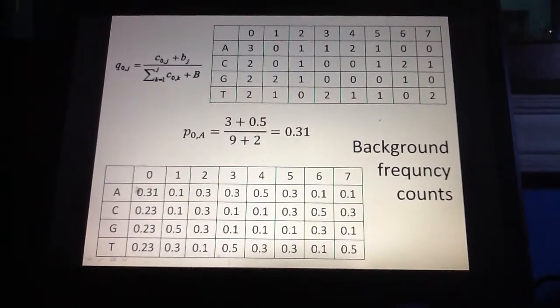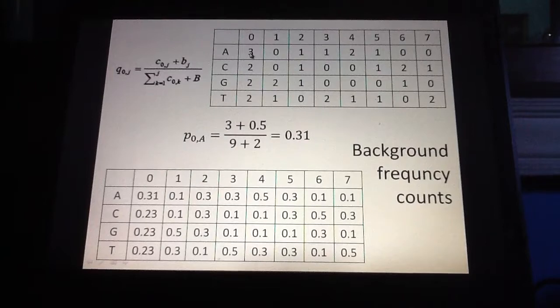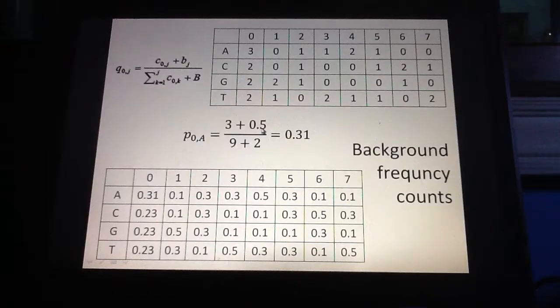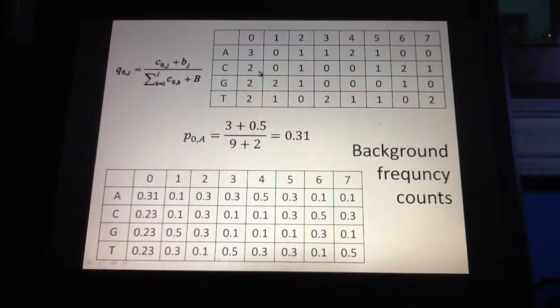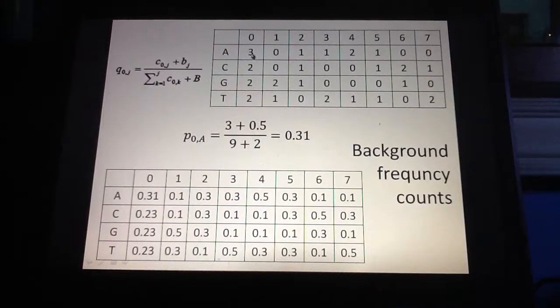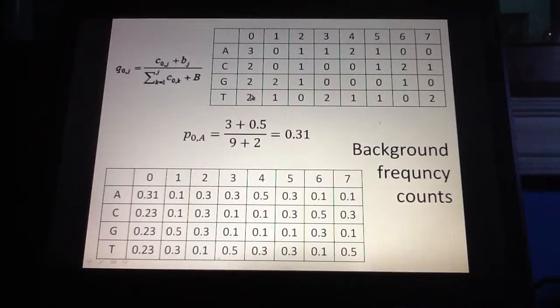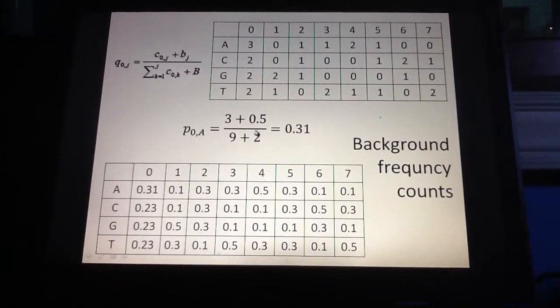And so to get this probability here, it's simply 3, which is this number here, plus the pseudo count for A, which is arbitrarily chosen to be 0.5, divided by 9, which is the sum of all of these. 3 plus 2 will give you 5, plus 2 will give you 7, plus 2 will give you 9, plus the 2 over here, which is the sum of the pseudo counts. So instead of getting 1/3 by simply dividing 3 by the sum of all of these, which is 9, we get something like 0.31 because of the introduction of the pseudo counts.